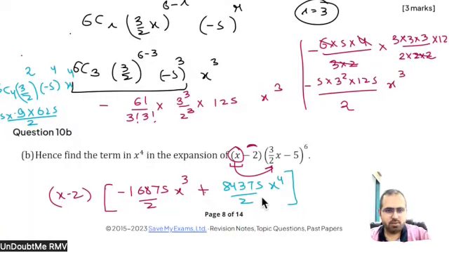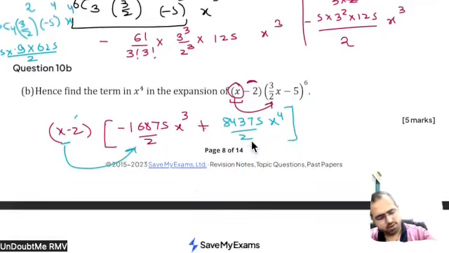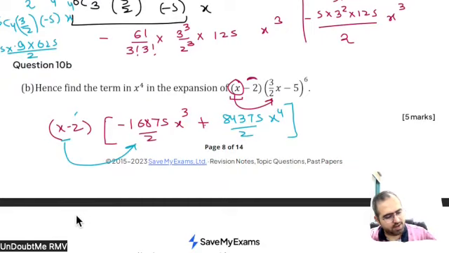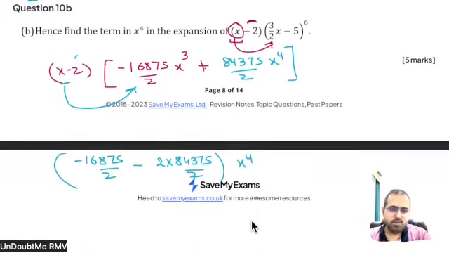Now you don't have to literally multiply it. You have to just show that when x is multiplied with this, we will get x to the power 4. When minus 2 is multiplied with that, we'll get x to the power 4. So the final answer will have 16875 by 2 minus 2 times 84375 by 2 in brackets x to the power 4. So this will be the overall term. I'll wait for your answers. Calculation wise, there is nothing left in this. But just for your better understanding, I'll share the mark scheme also, that how you can show the working.